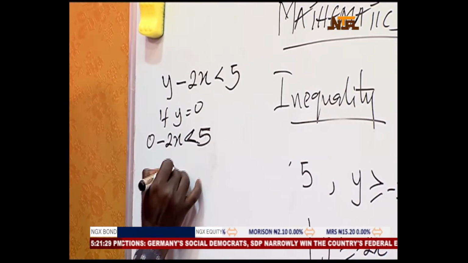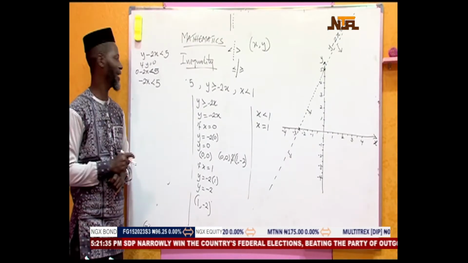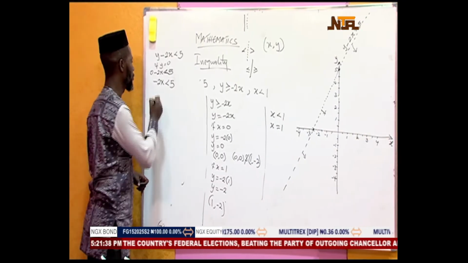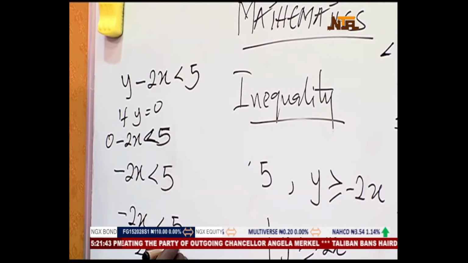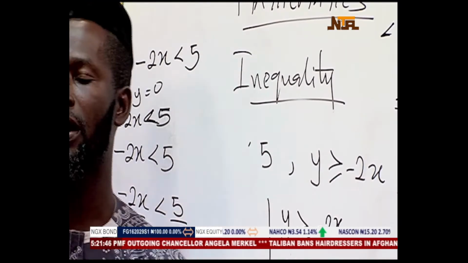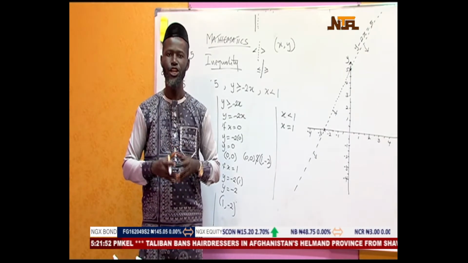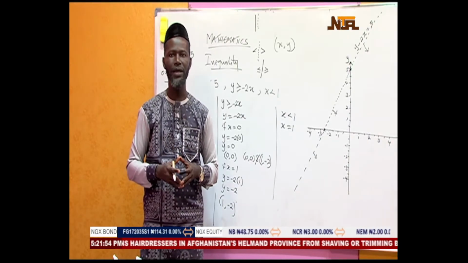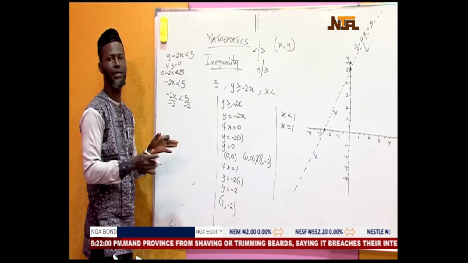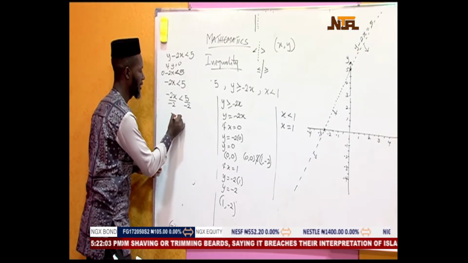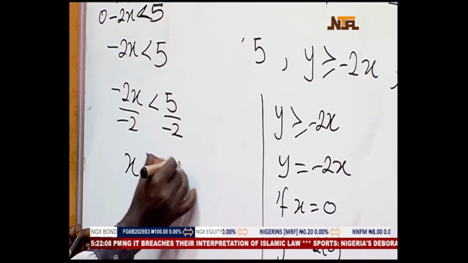Minus 2x less than 5. Divide both sides by the coefficient of x, which is minus 2. So we have minus 2x divided by minus 2 less than 5 divided by minus 2. During our introduction, we said that we have two conditions that can make the sign change. The first one is the turning point, the second one is the negative effect. In as much as we divided both sides by a negative, because of this negative, the sign will be affected. It will now be x greater than minus 2.5.